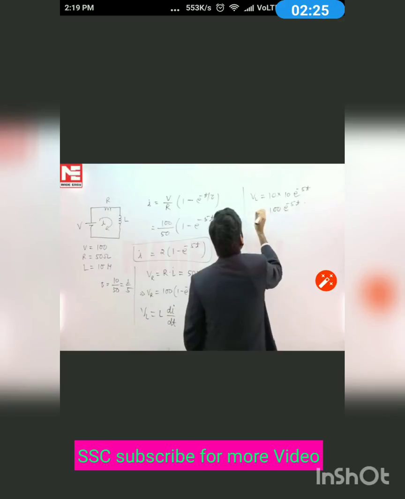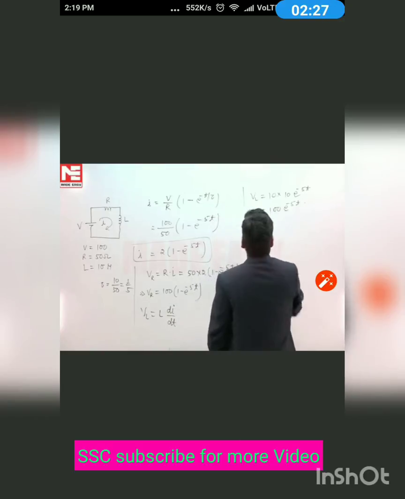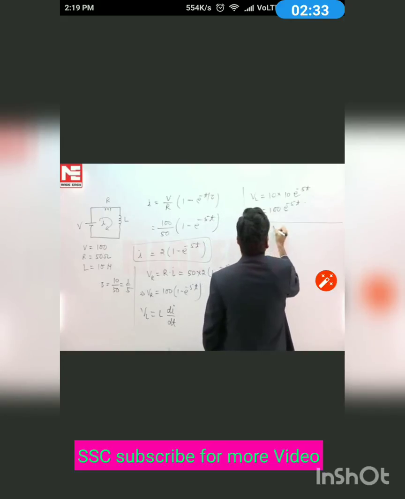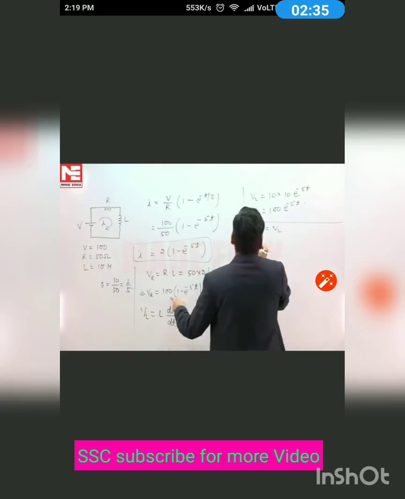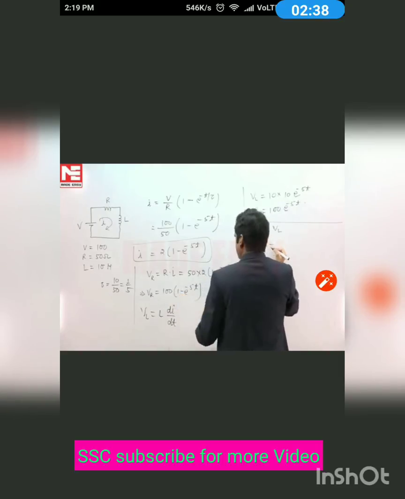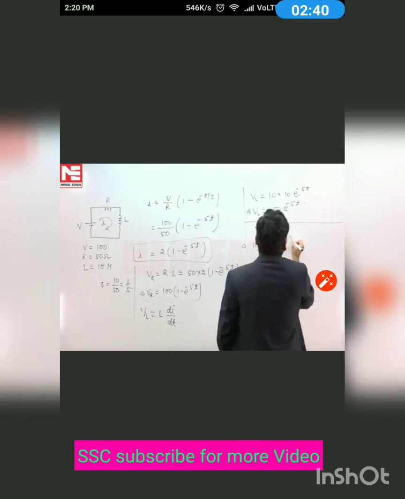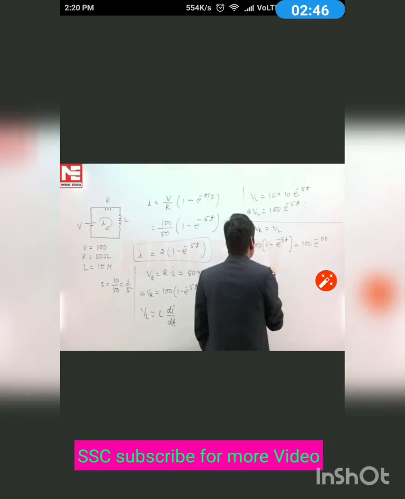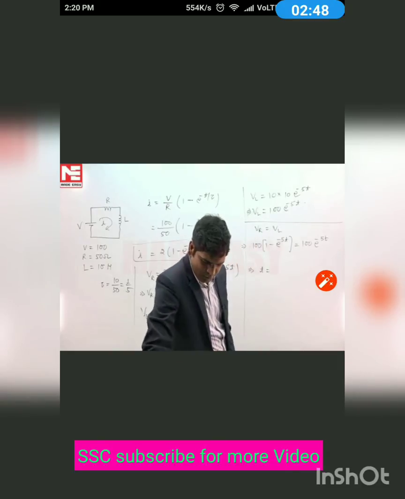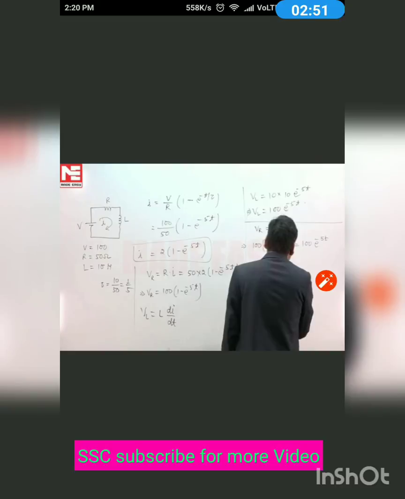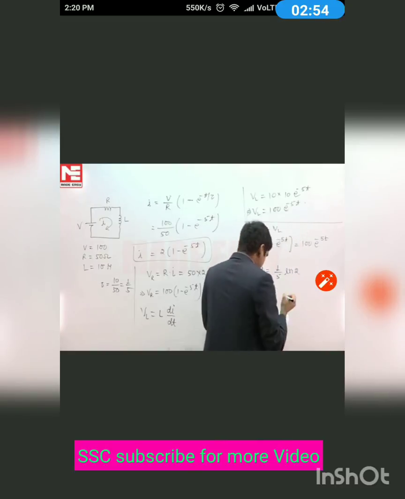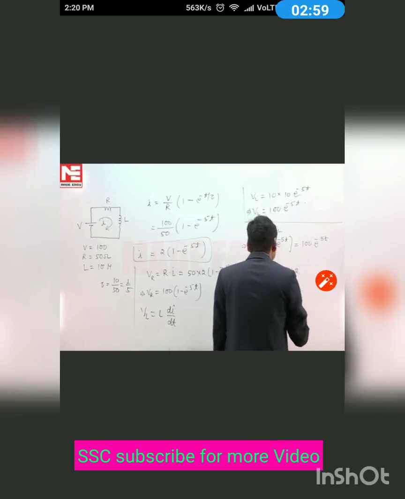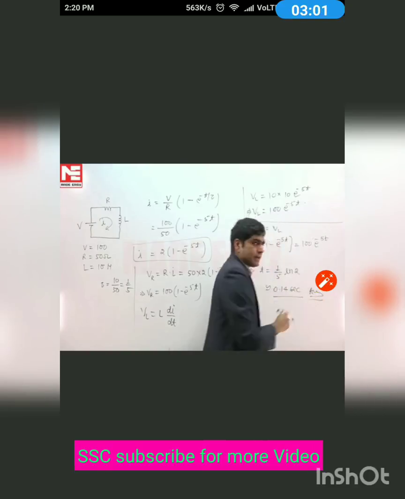According to the question, we have to calculate the value of time when both of these are equal. That is, VR is equal to VL. VR, 100 (1 minus e to the power minus 5t), is equal to 100 e to the power minus 5t. On solving, t value would be equal to 1 by 5 ln 2, and this comes out approximately equal to 0.14 second. So the answer for this question is approximately 0.14.